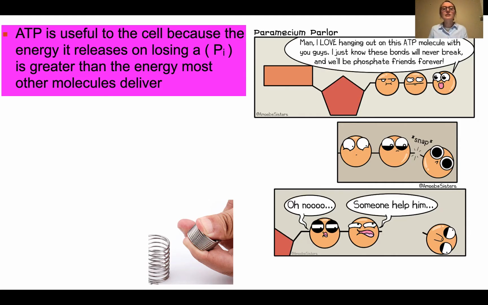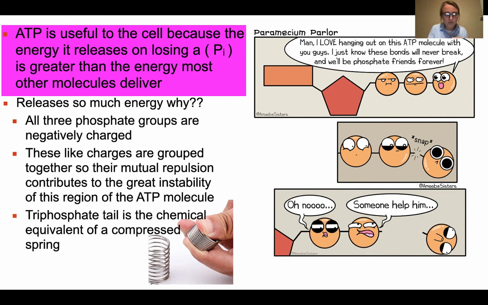So the energy that is released whenever that phosphate group is lost is greater than the energy that most other molecules deliver. So that is why ATP is so useful to our cells and other cells for coupling these reactions. But why does it really release so much more energy than other molecules? Well, all 3 of these phosphate groups are negatively charged. So there's a mutual repulsion here. These negative charges are grouped together, which contributes to the great instability of this part of the ATP molecule.